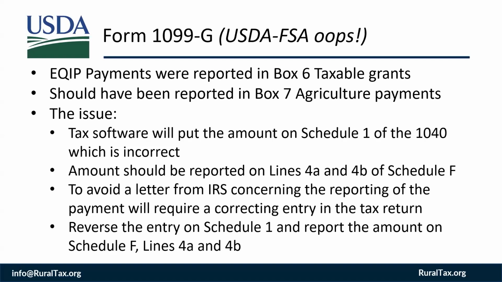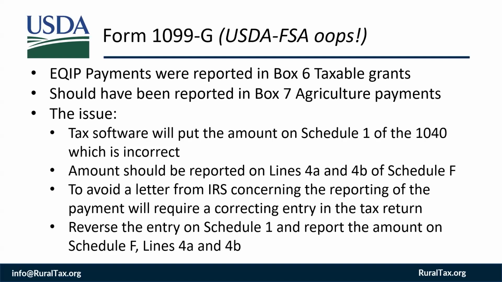So it needs to be fixed. That EQIP payment showing up in taxable grants needs to be on 4A and 4B of the Schedule F. Again, the IRS doesn't know what's going to happen because we haven't processed these returns yet. My anticipation is we're going to see some letters from the IRS wondering where those things ended up if we don't fix it correctly. Don't know. Time will tell. So what we end up doing is basically we back out the entry on the Schedule 1, and that amount ends up on 4A and 4B of the Schedule F.